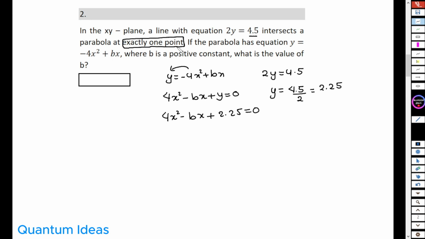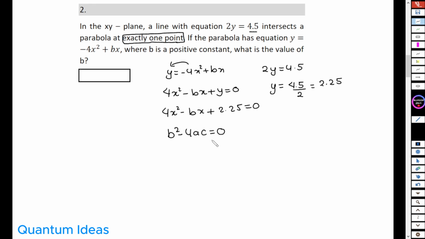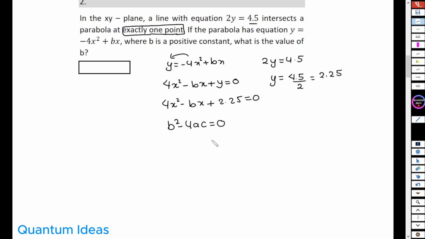Having the solution at exactly one point means its discriminant must be equal to 0, right? So b square minus 4ac must be equal to 0. Under that condition this line will intersect that parabola at exactly one point. Since we have already plugged in the y, this condition will represent that. Exactly intersecting at one point condition.